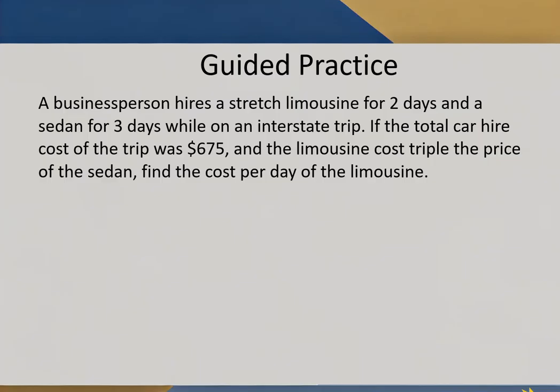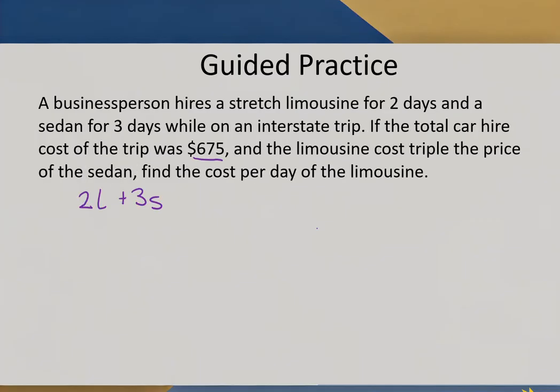A businessman hires a stretch limousine for 2 days and a sedan for 3 days whilst on an international trip. The total cost was $675. Okay, first step, let's just write it down as how many days. 2 days for limousine. So limousine will be L. 2L. Sedan for 3 days. 3S. And the total cost will be 675.